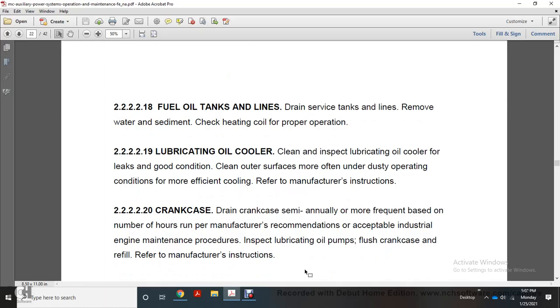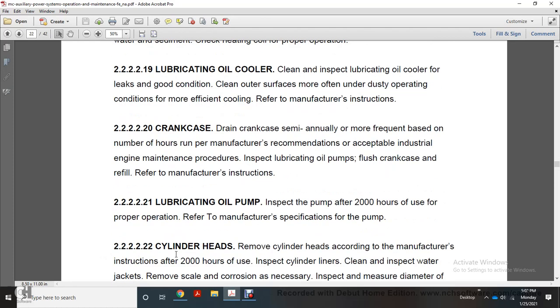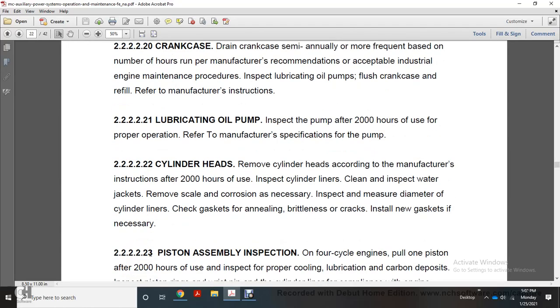Crankcase: drain the crankcase semi-annually, and more frequently based on the number of hours run, per manufacturer recommendation and acceptable industrial engine maintenance procedures. Inspection of the lubricating oil pump: flush the crankcase and refer to manufacturer instruction. Lubricating oil pump: inspect the pump after 2,000 hours of service for proper operation. Refer to manufacturer specification for the pump.